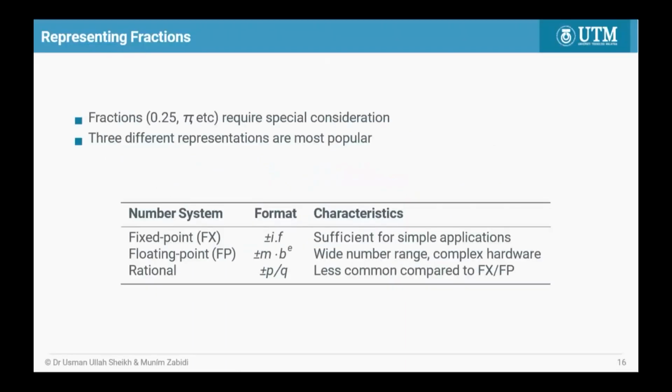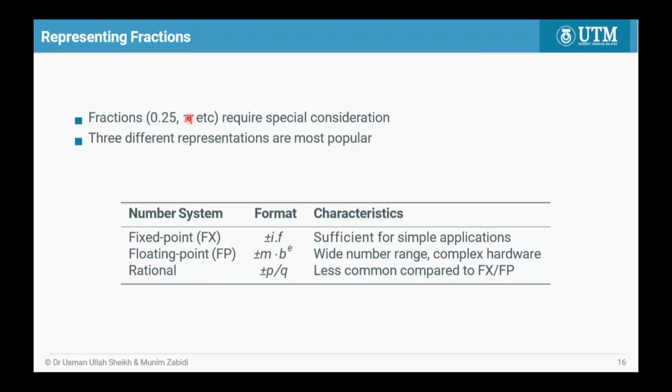Now we go to the real numbers. The real number can be represented by the whole number and the fraction number. Nombor bulat dan nombor perpuluhan. The fraction consists of, for example, 0.25, and then you have pi, 3.142, and requires special consideration. There are 3 popular representations to represent the fraction number.